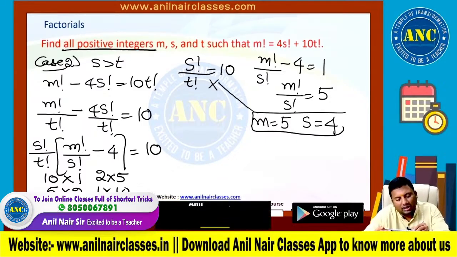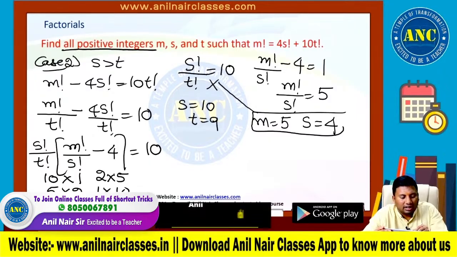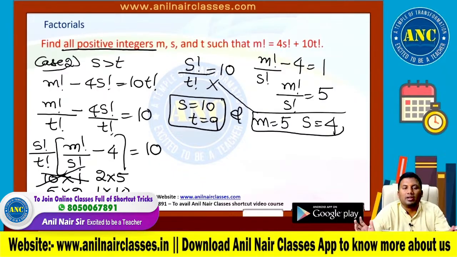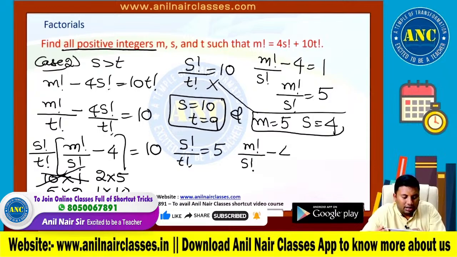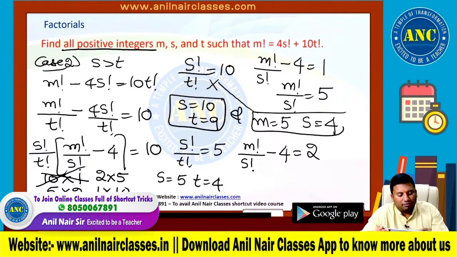But this violates this condition. This is possible when s is 10, t is 9. So one value you are getting s 4, one value you are getting s 10. This case is not possible. This case is not possible. Second case, s factorial by t factorial is 5, m factorial by s factorial minus 4 is 2. So this will give you s 5, t 4.